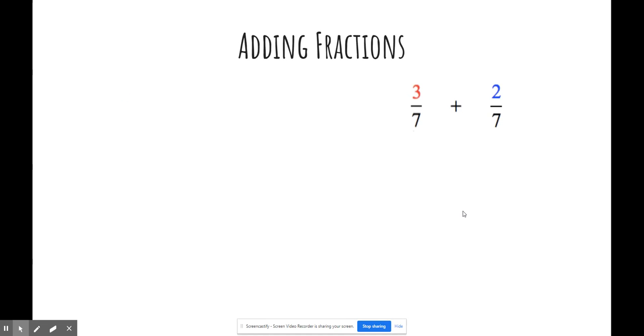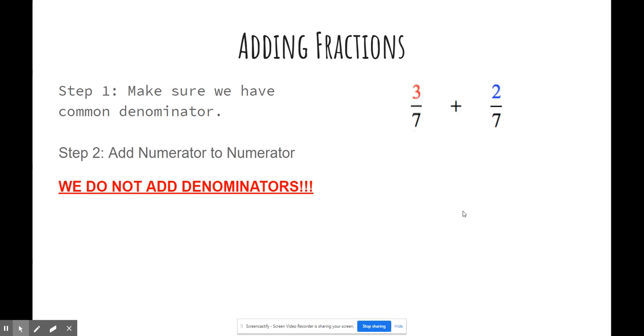Adding fractions. Okay. So big thing here is that we need to make sure we have common denominators. If we don't have common denominators, we can't add anything together. As long as we have common denominators, we can kind of do whatever we want. Right. So first thing is we add numerator to numerator. Second thing, we do not ever add denominators. Okay, we don't ever add denominators.